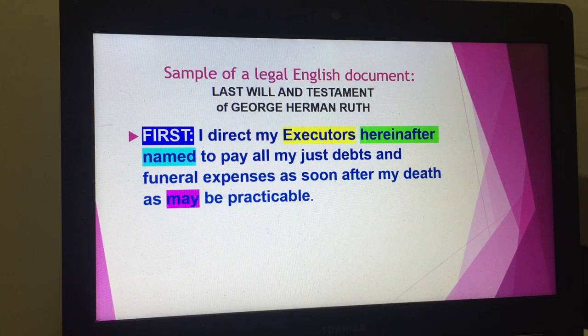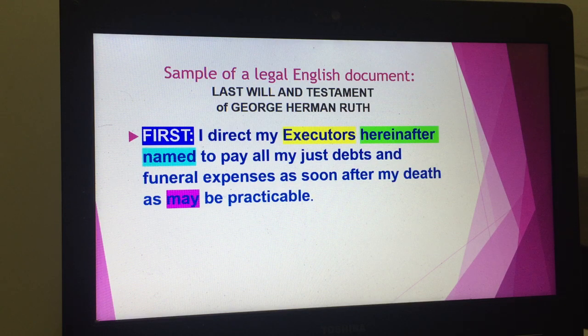Meaning I am naming the executors in this document. From this point in my document onwards, I will mention their names, but not in this particular paragraph. My executors hereinafter, meaning in this document from now onwards, named. They are named, they're given names, and we will see what their names are in a minute.